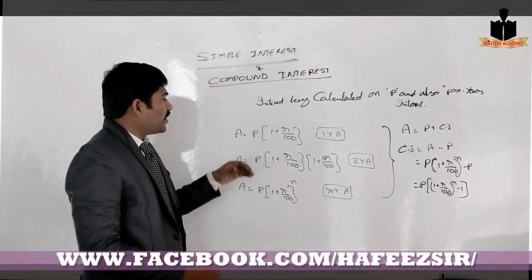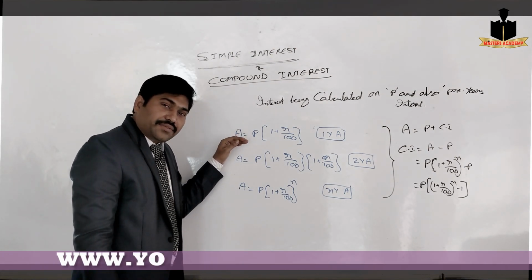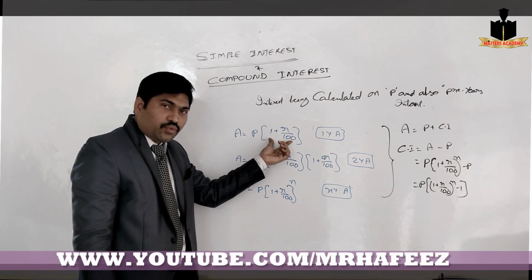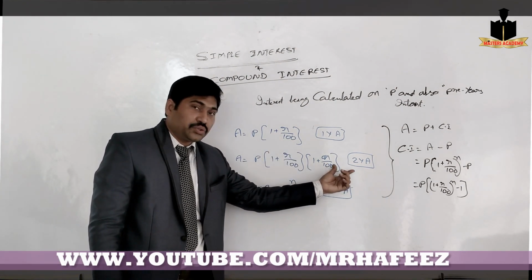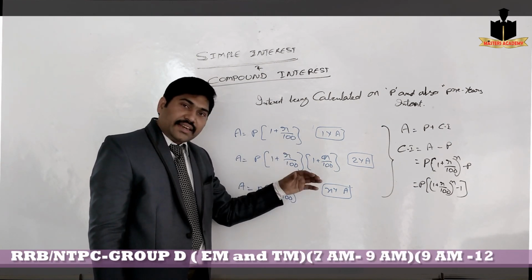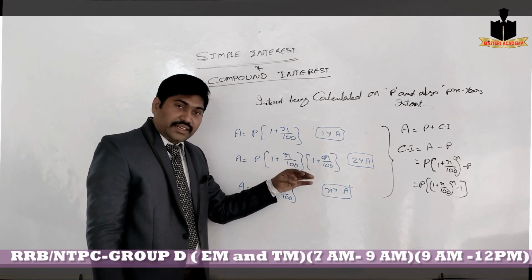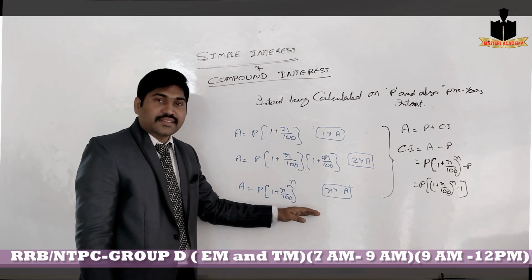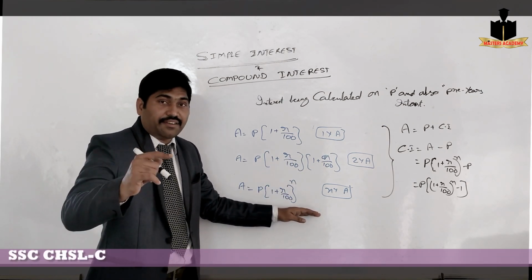So, for the first year, the rate of interest is calculated or incremented only once. For the second year, it is repeated twice. For the third year, it is repeated thrice. For the fourth year, it is repeated 4 times. For n number of years, the interest is nothing but the incremented value.